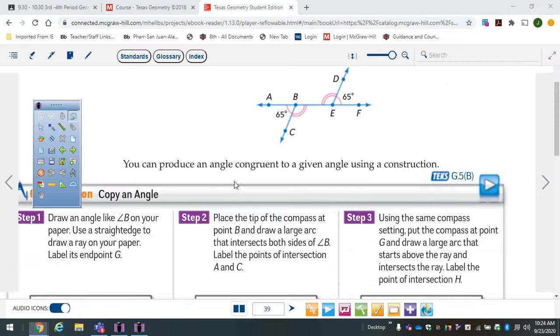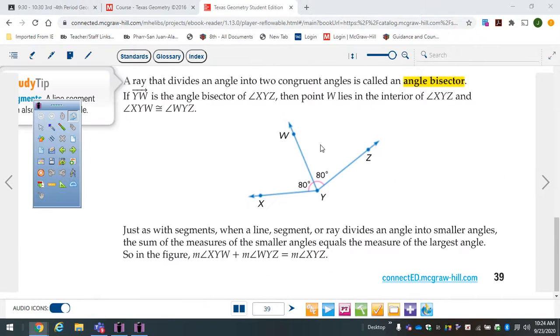Okay, let's move on. So we're going to get this part right here. Angle bisector, guys. A ray that divides an angle into two congruent angles is called an angle bisector. Okay, angle bisector. Let me think of the word angle. Okay, I know what an angle is. What does the word bisector mean?